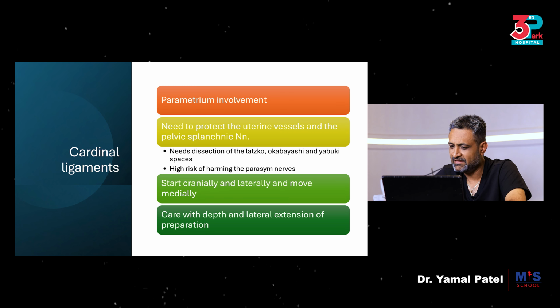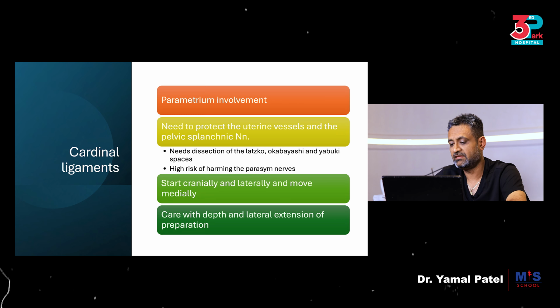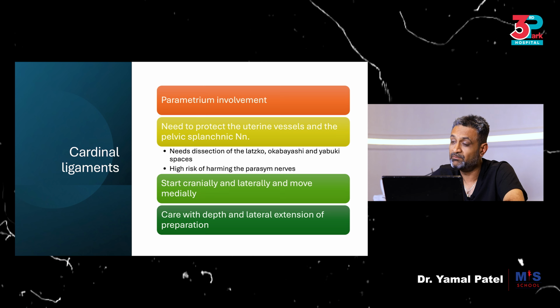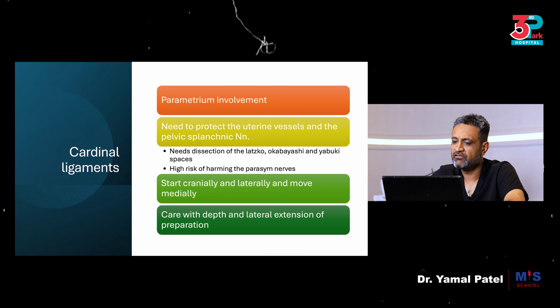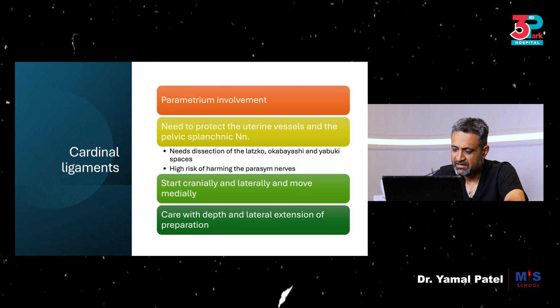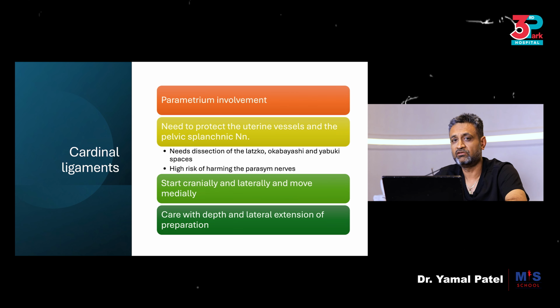You may need to dissect in the Latzko, Okabayashi and the Yabuki spaces to ensure that you are able to protect the areas around it, the nerves especially. You start cranially and laterally and then move medially. Be extremely careful with the depth and lateral extension of the preparation, because that's when you may get into the parasympathetic nerve fibers, the pelvic nerves, pelvic splanchnic nerves, especially when it's deep.